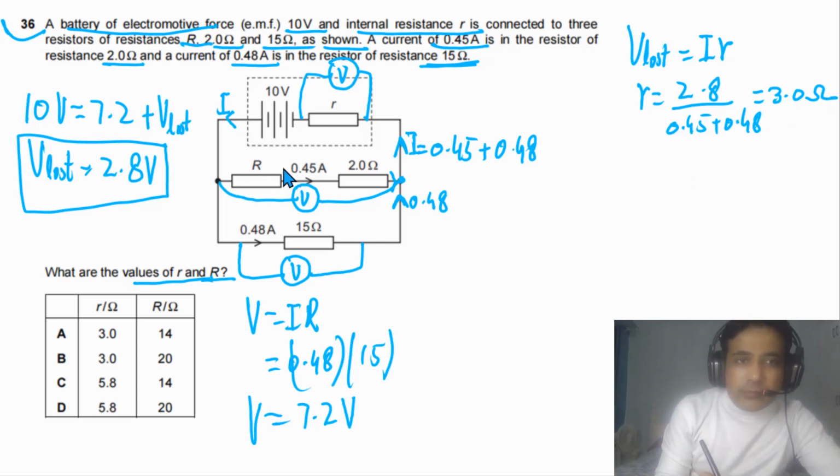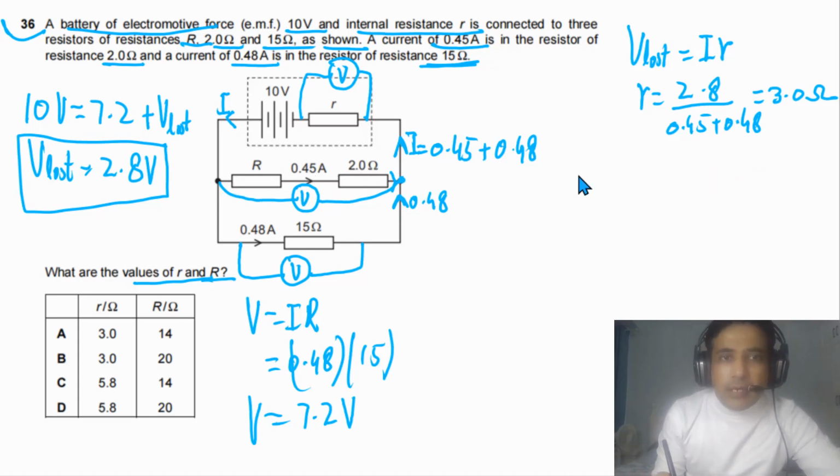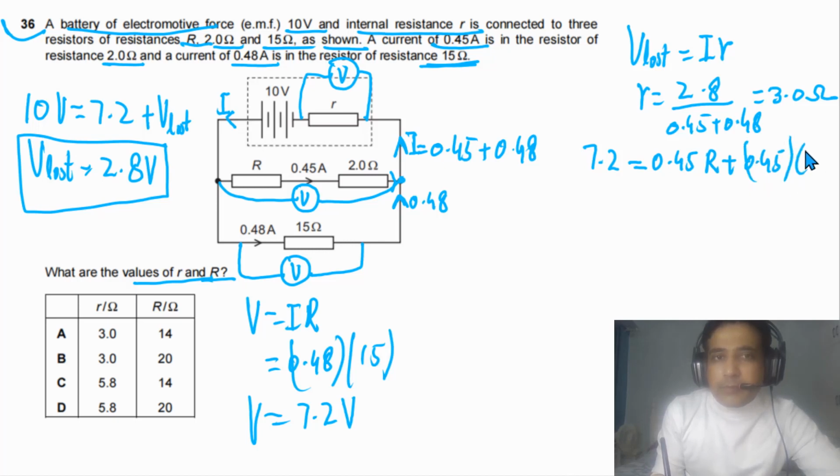Now we need to find out the value of capital R. In order to calculate the value of capital R, we can simply use the PD across this branch. PD across this branch is equal to 7.2. So this is 7.2. And the current passing through this resistor, we have that is equal to 0.45 times capital R plus 0.45 times 2.